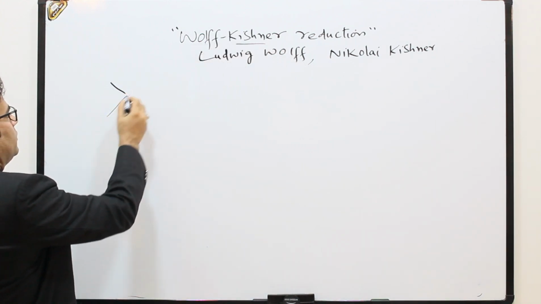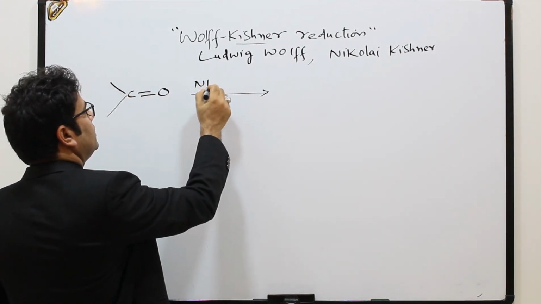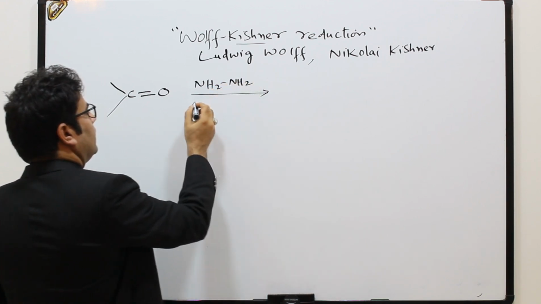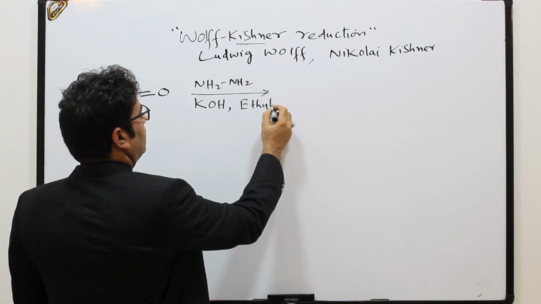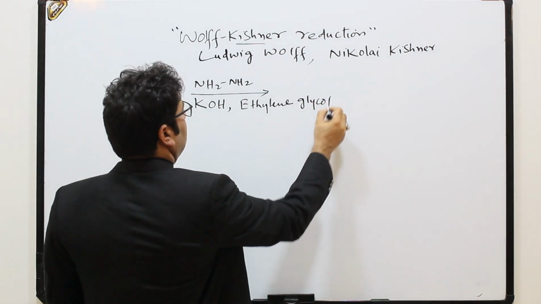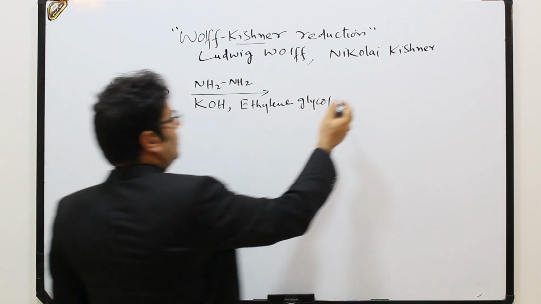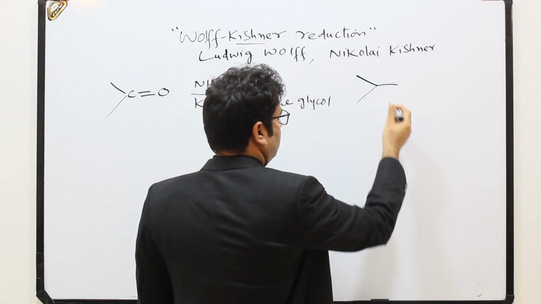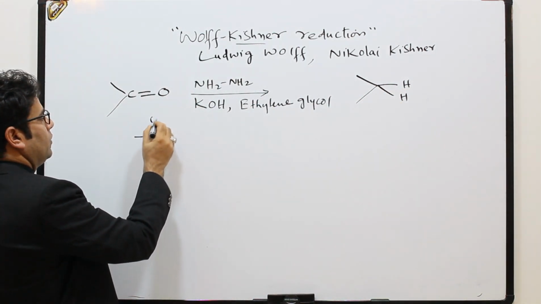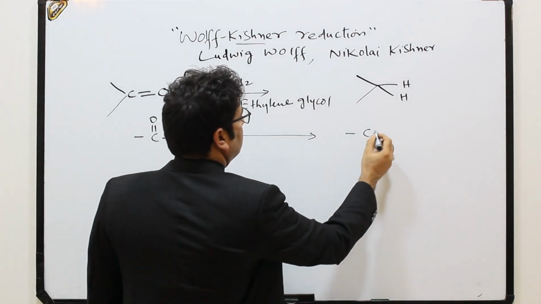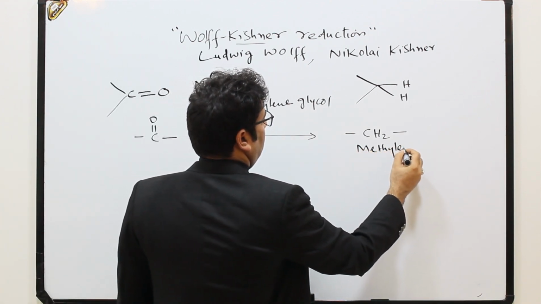The general reaction is, suppose this is a carbonyl group, in the presence of hydrazine, NH2NH2, under basic conditions, and the solvent used here is ethylene glycol. It is acting as a solvent, nothing else. So we are converting this carbonyl group, C double bond O, into a methylene group, CH2 group.